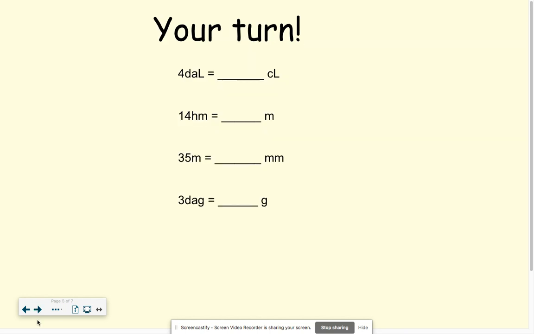Now it's your turn to try. Pause the video. Give these a shot. Don't forget to make your chart and show your proof. Resume the video when you have it figured out.